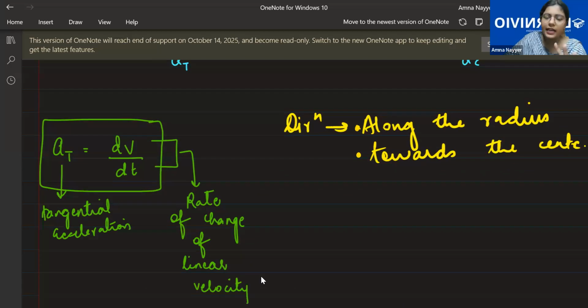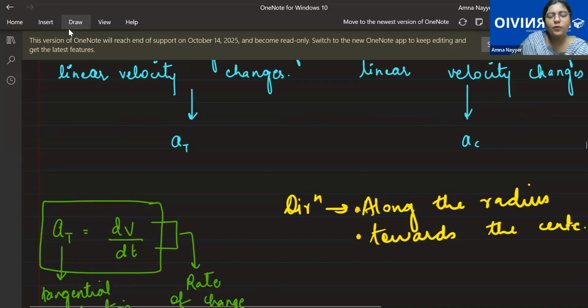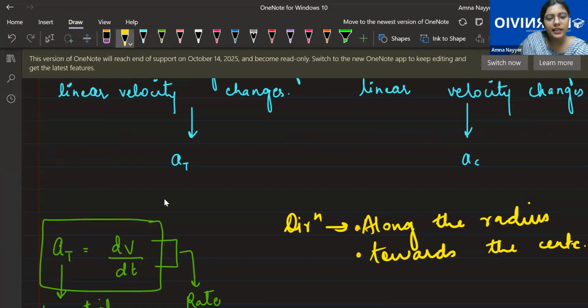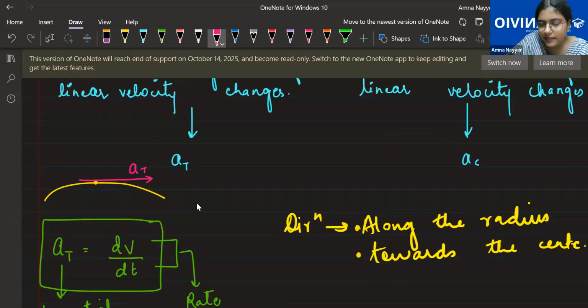Very easy. What is its direction? It will be directed along the tangent at the point where your tangential velocity is present, like this. So this is what you have as the tangential acceleration. We will do tangential again, but you should have it written together.